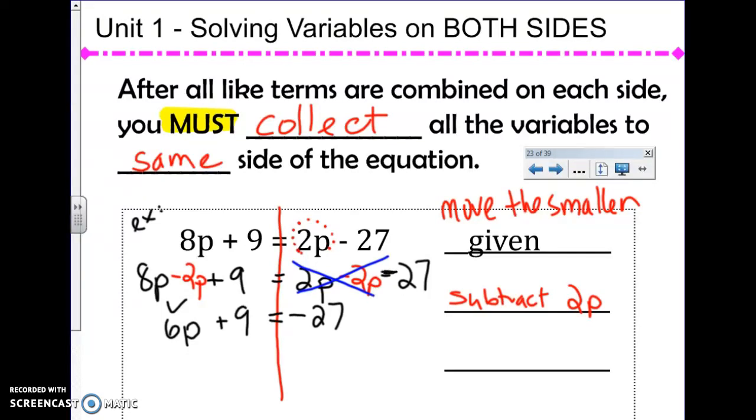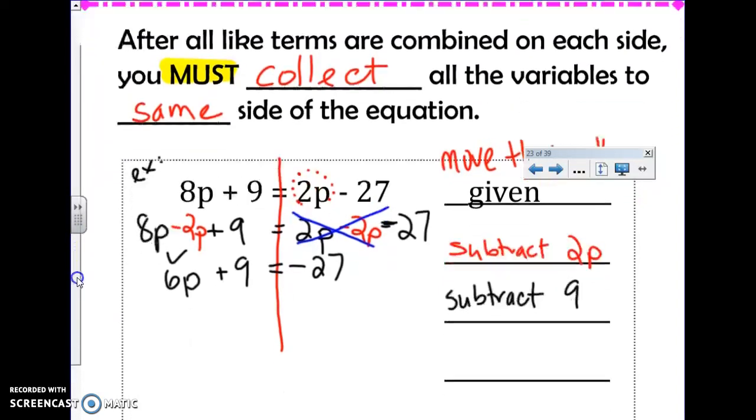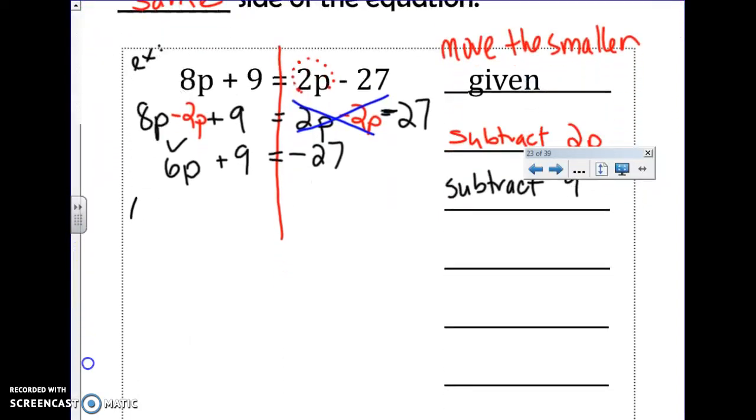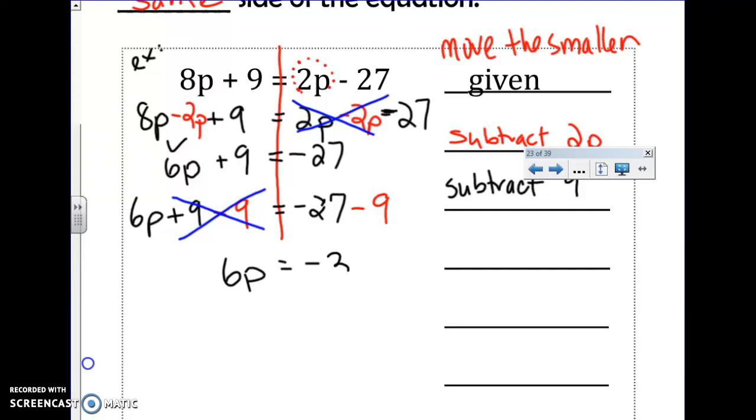All right, then after this, it's just like our other equations that we've been working really hard on, so I'm sure you can take it from here. Next thing I'm going to want to do is subtract 9 from both sides, right? Get everything away from that 6p. So 6p plus 9 minus 9 equals negative 27. That's not a 7. Negative 27 minus 9. So again, 9 minus 9 is 0. So they cancel each other out. And I'm left with 6p equals negative 36.